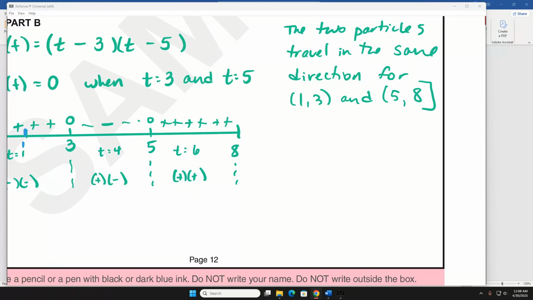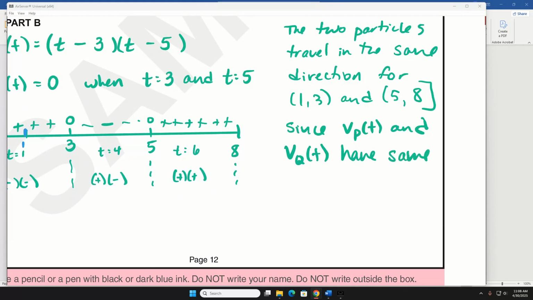Oh, hold on, we're not done. It doesn't say to explain your reasoning, but let's just go ahead and do that real quick. So since Vp of t and Vq of t have the same sign on those intervals.